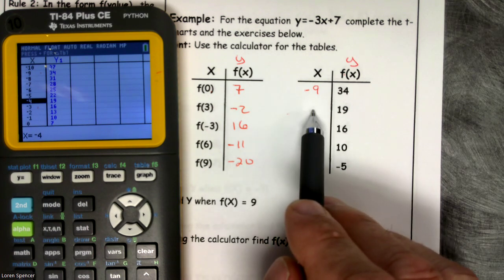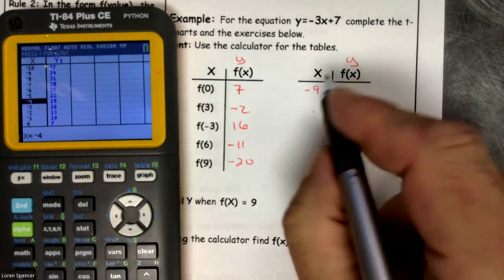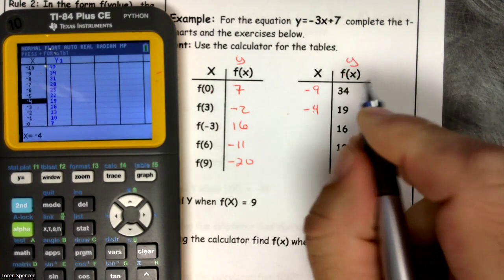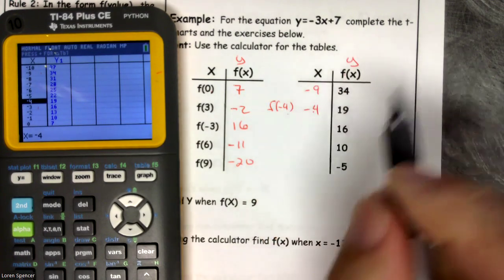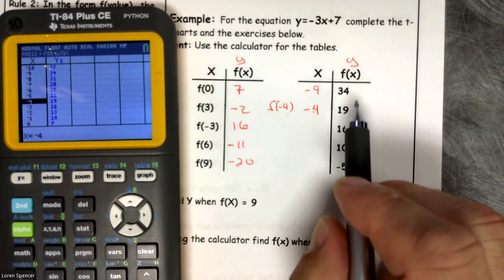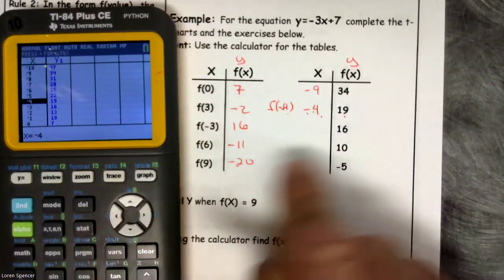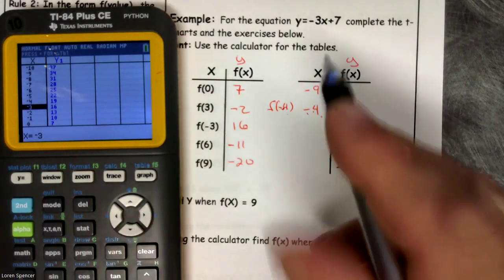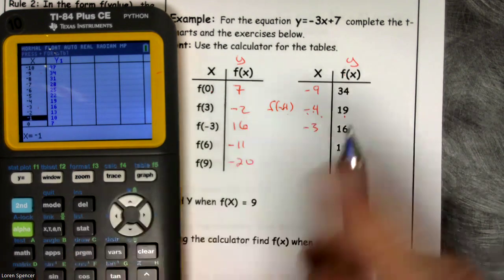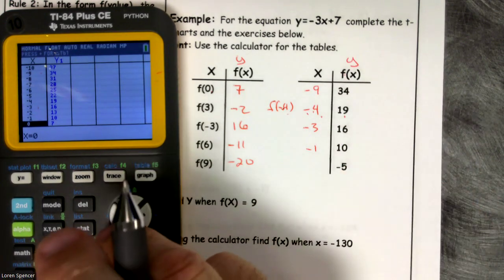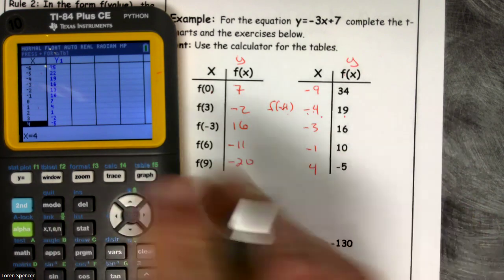Here, we're looking for when y is 19. So I'm scrolling to get to 19. So when x is negative 4, and this could have been written f of negative 4. What do we get when x is negative 4? We get 19. When do I get 16? I get 16 when it's negative 3. When do I get 10? When it's negative 1. And when do I get negative 5? I get that when it is 4.